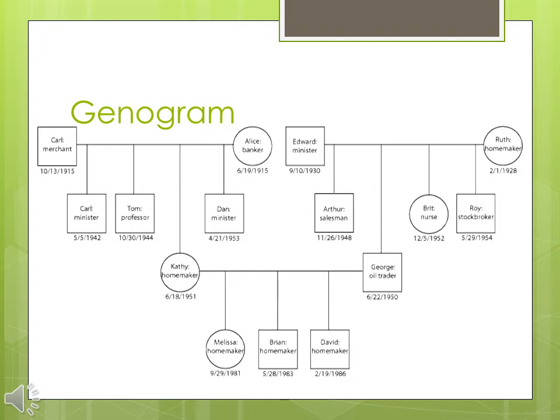The oldest is Melissa, who's a homemaker, and Brian and David, who are both also homemakers. I wonder if that means that they're still at home. Depending upon when this was done, they seem to have been born in 81, 83, and 86. Well, let me talk a little bit more about this assignment.